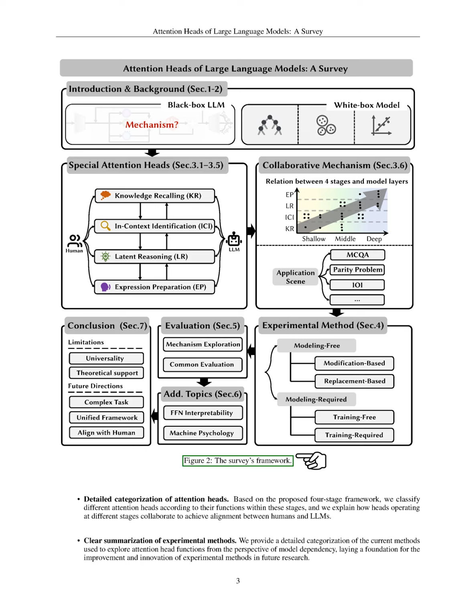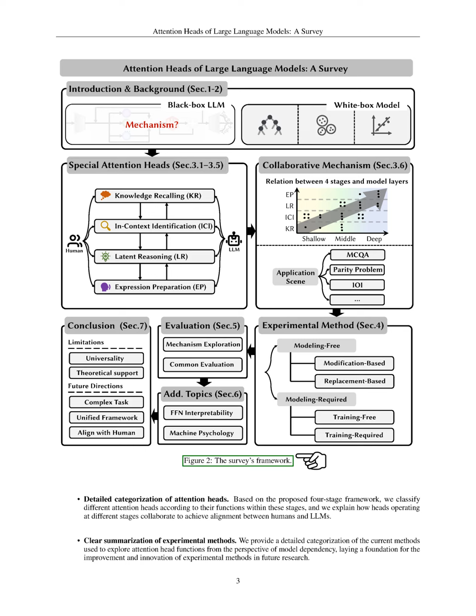When faced with a problem, we first recall relevant knowledge, KR, then identify the context of the problem, ICI, integrate this information to draw conclusions, LR, and finally prepare to express our answer verbally, EP. These stages are not strictly linear. We can cycle back and forth between them as needed.